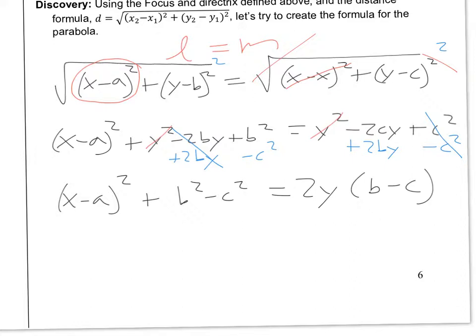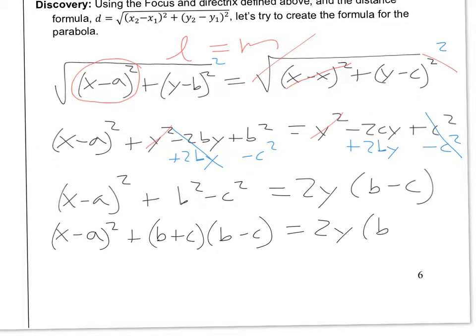Another thing that we're going to use here is some properties of special products or special factors that we know. When we have a perfect square minus a perfect square, we can expand that like so. So this is x minus a squared, and this is actually b plus c and b minus c equals 2y times b minus c. Alright, so maybe you can see how we're going to eventually get this y all by itself now. I can just divide everything by 2 times b minus c.